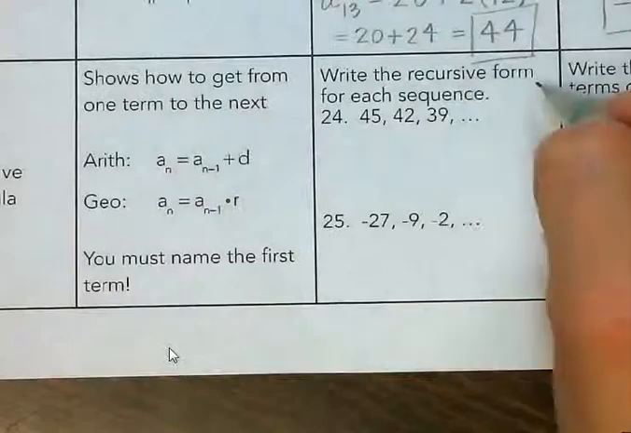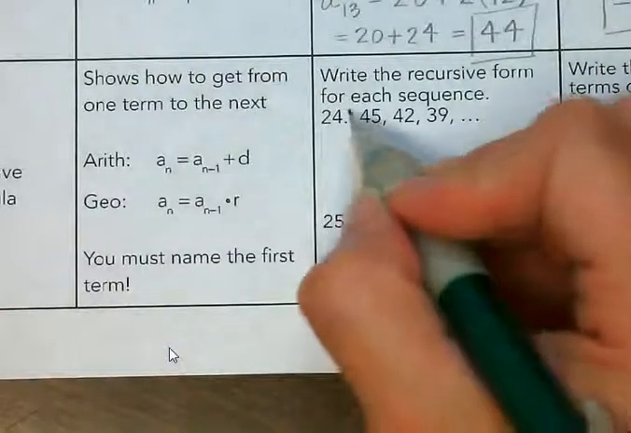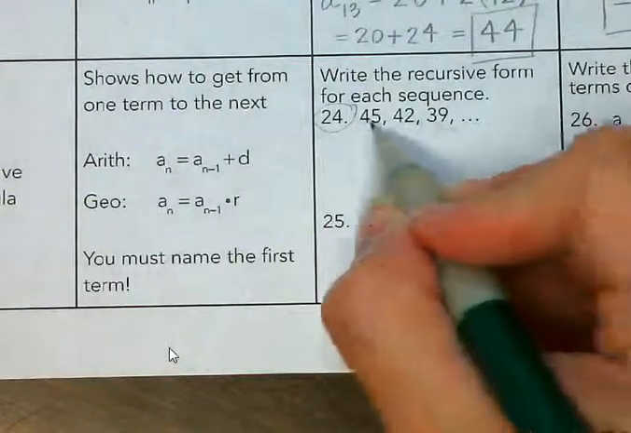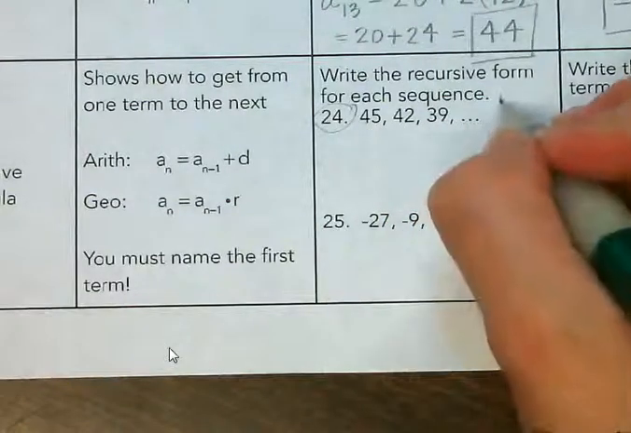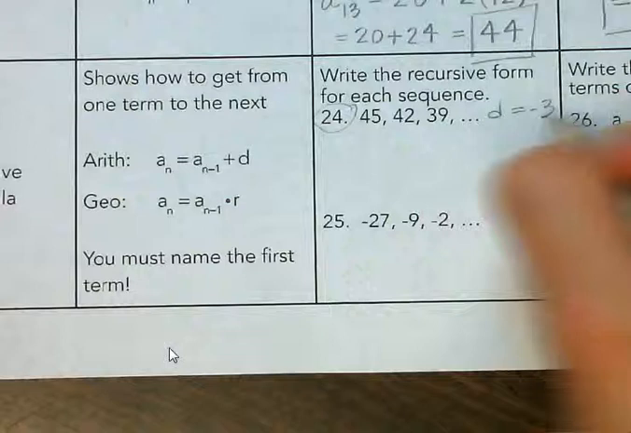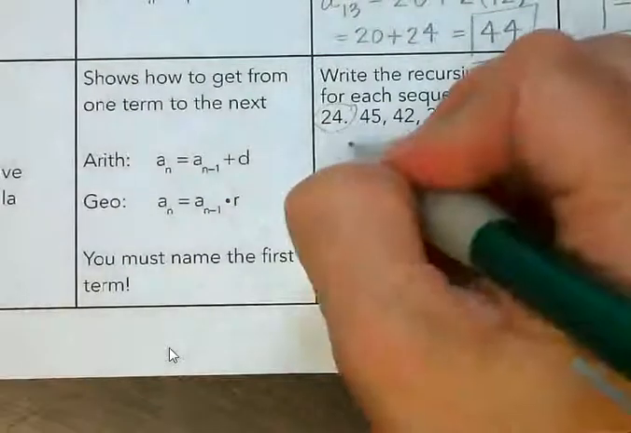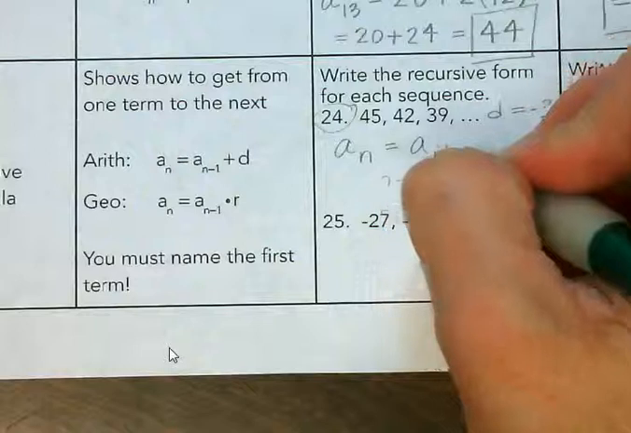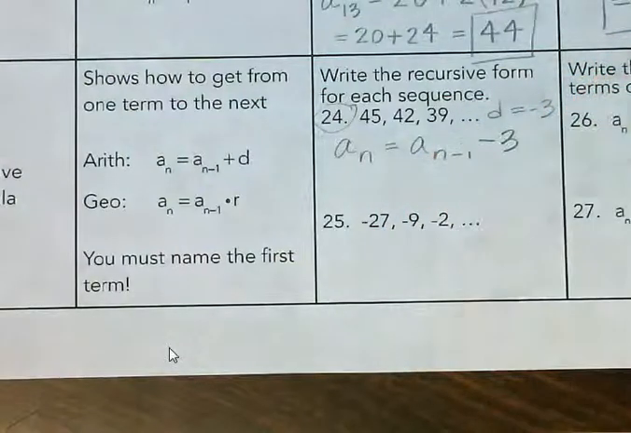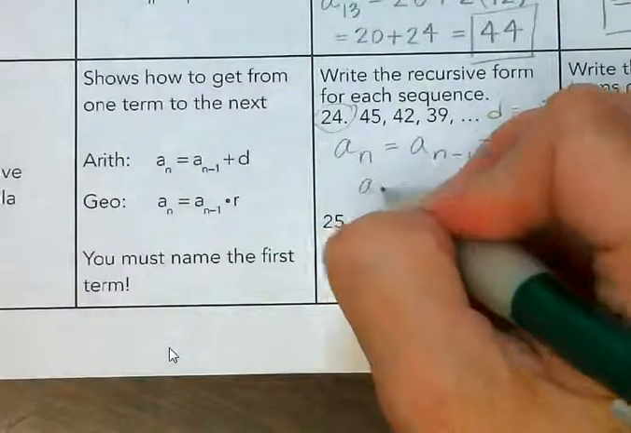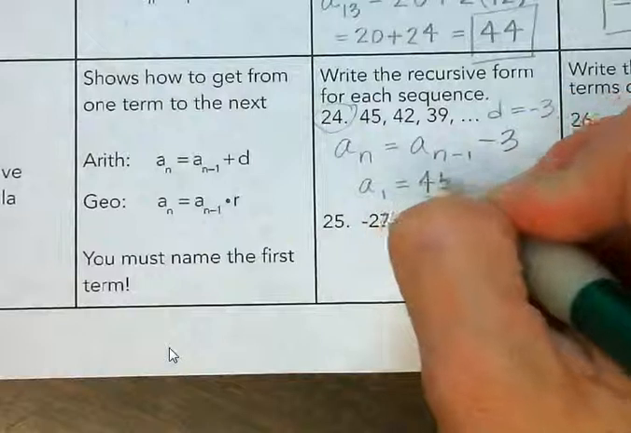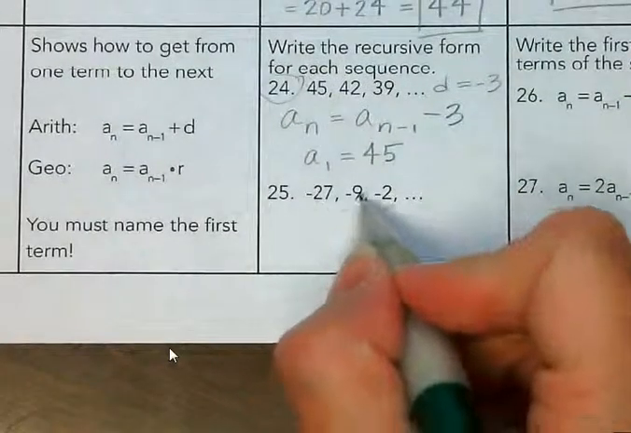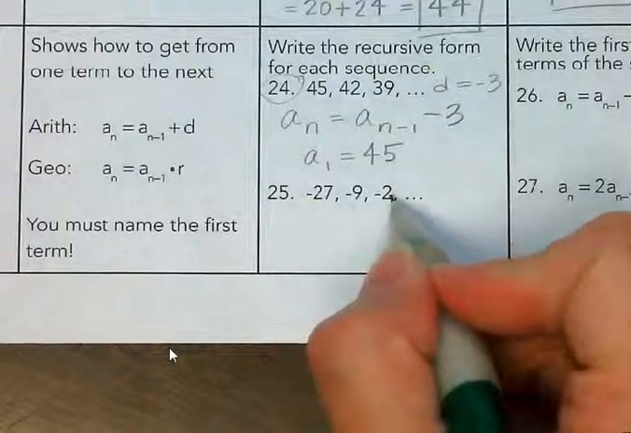So the recursive form for the sequence. First thing, it's problem number 24. So it looks like we are subtracting 3 each time. So the d is negative 3. What that means is that if I want to find any term in the sequence, I'm going to take the one before it and subtract 3. And this pattern starts with 45. And that's it.